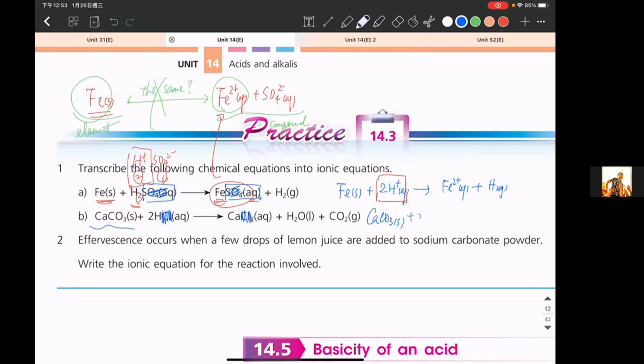So the answer is calcium carbonate plus 2 hydrogen ion to form calcium ion AQ plus CO2 AQ gas and water. Do you understand? So what do they have in common? Whatever acid you have, they share the common ion, hydrogen ion.